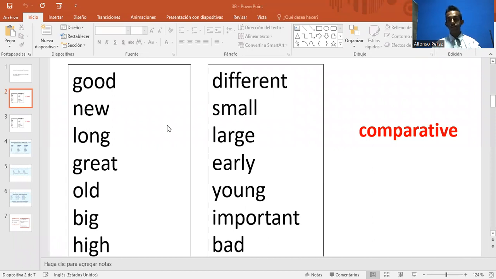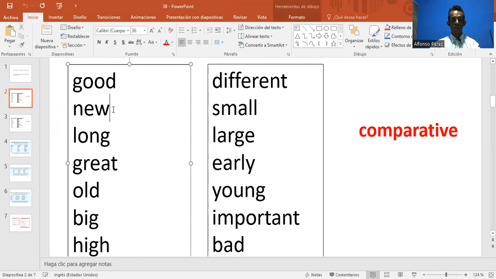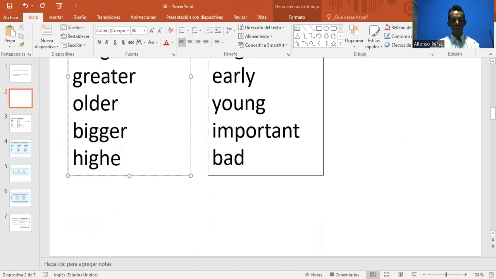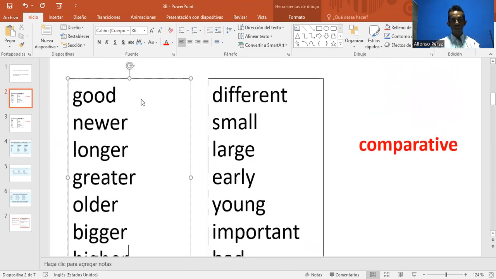Is it short, long, or irregular? It is short, newer. Long is short, longer. Great is short, greater. Old is short, older. So we say here newer, longer, greater, older. For big, you double the G, you say bigger. High, you say higher. For good, you use an irregular form, better.